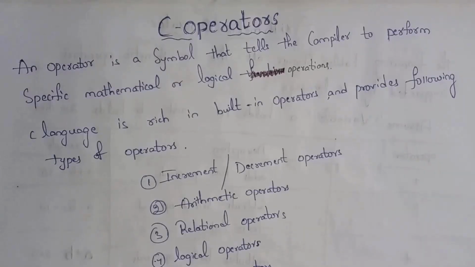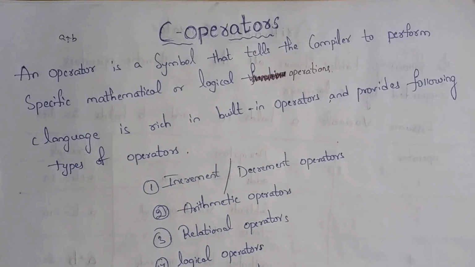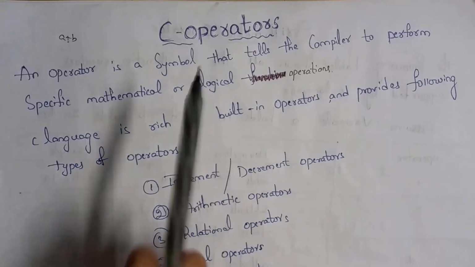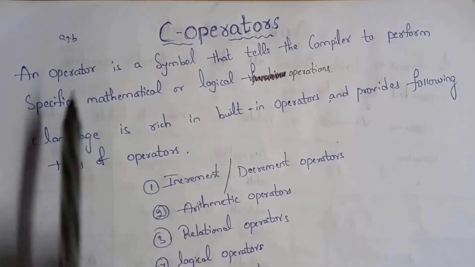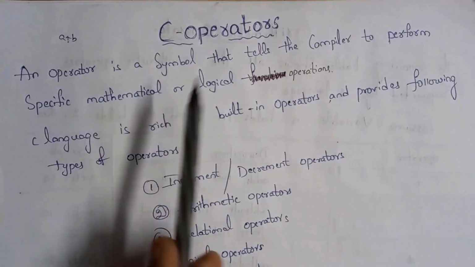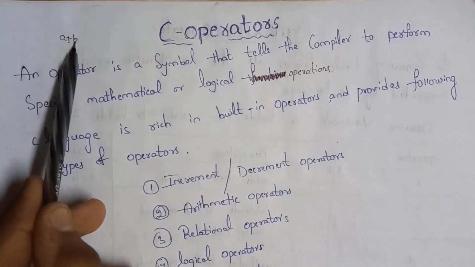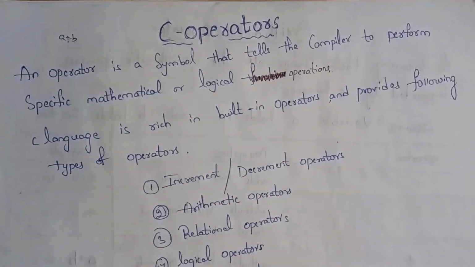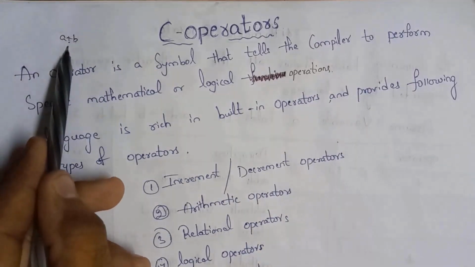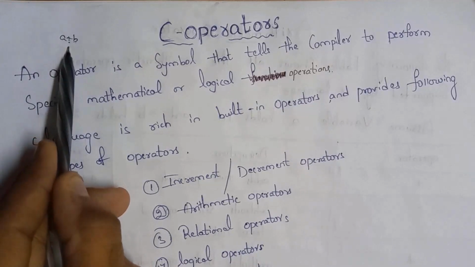Next topic is operators in C. I will explain what an operator is. An operator is a symbol that tells the compiler to perform specific mathematical or logical operations. By using an operator, we can perform mathematical or logical operations. For example, if you consider A plus B, here A and B are operands and this plus is the operator. This plus symbol is used to perform addition, which is nothing but a mathematical operation.